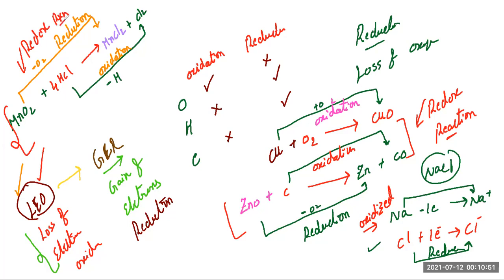So remember students, not only gaining of oxygen is oxidation and losing of oxygen is reduction, but losing of electrons and losing of hydrogen is also oxidation. And not only losing of oxygen is reduction, but gaining of hydrogen and gaining of electron is also called reduction. So that's it guys.